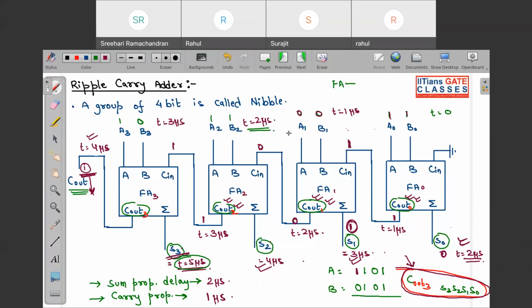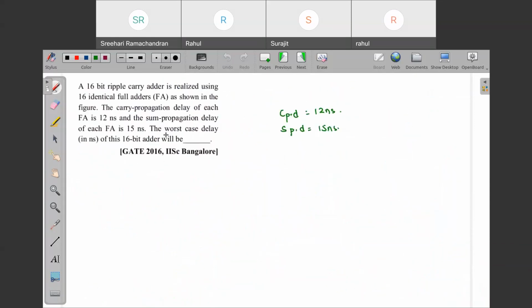What is worst propagation delay? It is that all the full adders are suffering from delay. Understand this. This is what is asked, and this will be only asked in HAL.